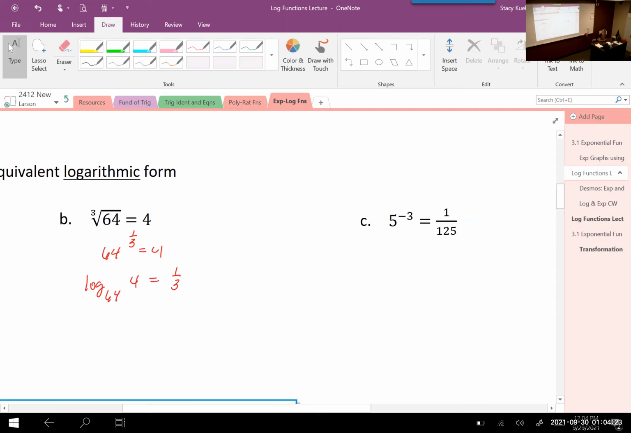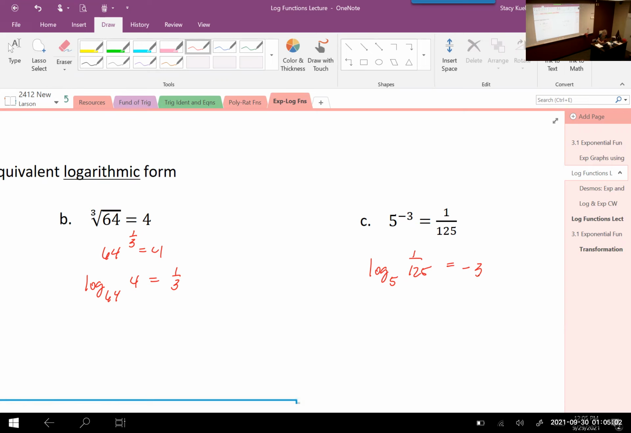Okay, last one. 5 to the negative 3 is equal to 1 over 125. What's the base? So this is log base 5 of 1 over 125 is equal to negative 3. So all we did here was practice moving from one into the other, right? Rewriting as logs or exponential forms, whichever one they ask us to do.